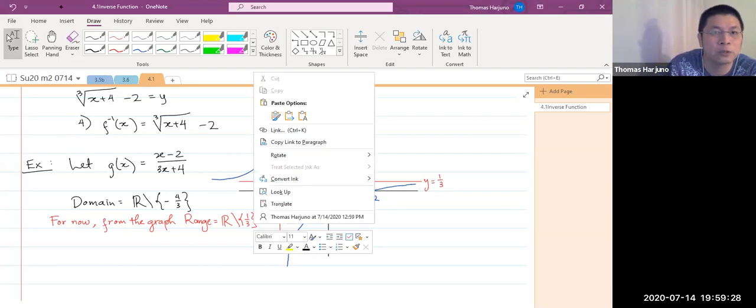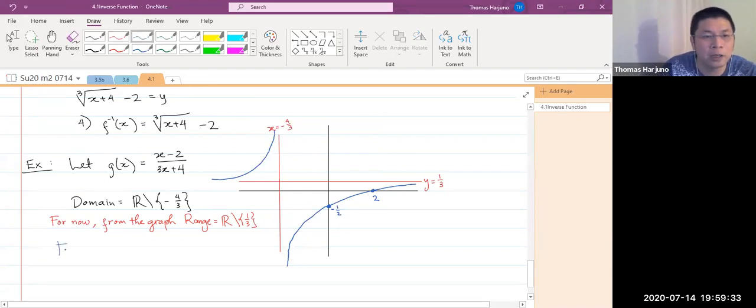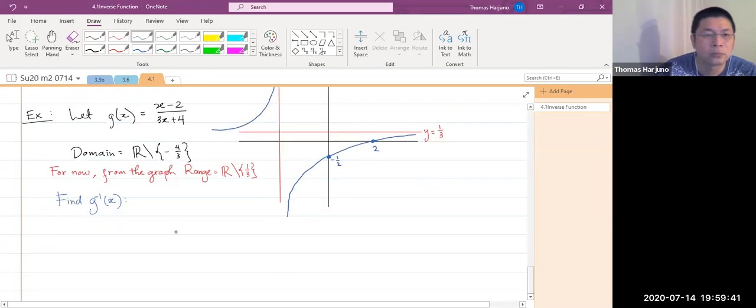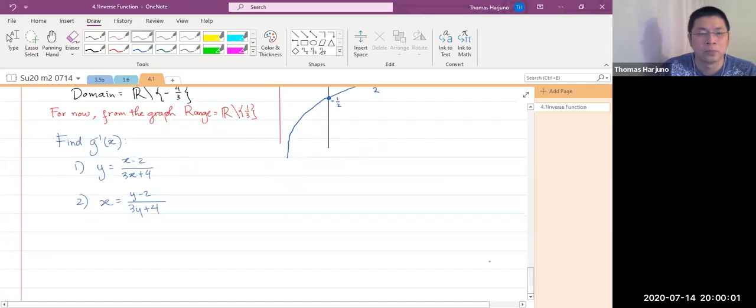What we will do first is find the inverse function, g inverse of x. Step 1, y equals (x minus 2) over (3x plus 4). Step 2, I swap the x and the y. So don't forget that procedure though. Only by practicing enough will you remember that procedure. And then step 3, I will solve for y.